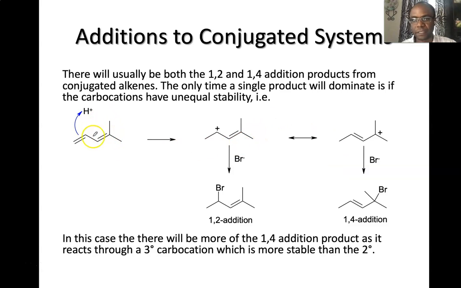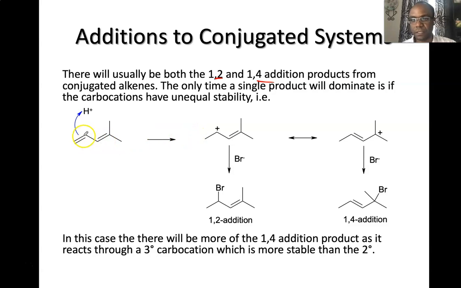Now, what if you have such a molecule? You see this one now, there's a problem because now you have one side that is highly substituted. There will always be both 1,2 and 1,4 products from conjugated alkenes. The temperature defines which one is the major and which is the minor, whether you are going thermodynamic or kinetic. The only time a single product will dominate is if the carbocations have unequal stability. That's the only time you'll see one product. Otherwise, you'll always see mixtures.